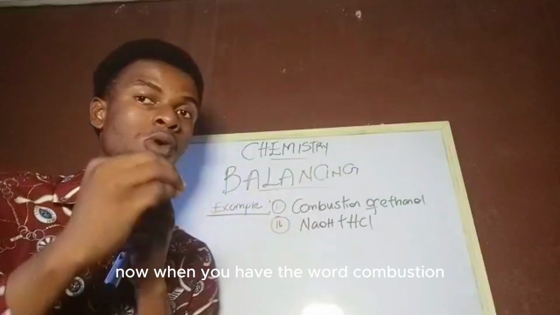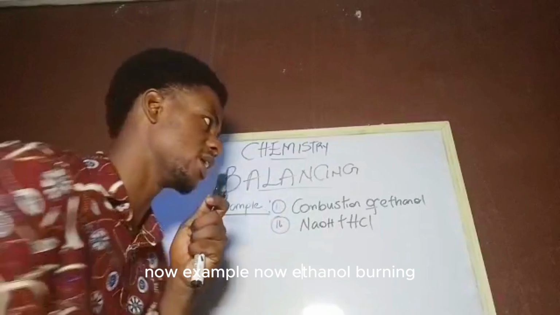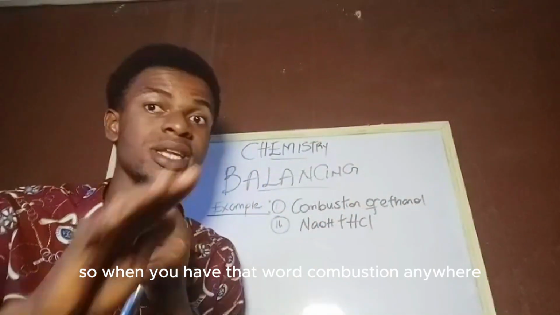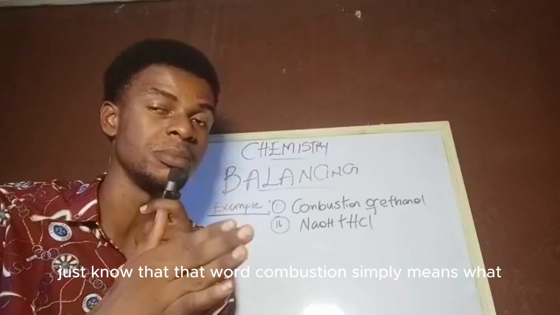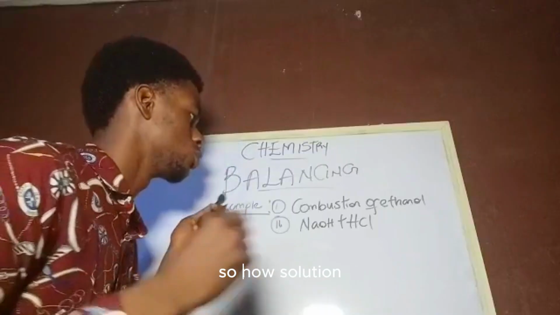When you have the word combustion, it simply means something burning. For example, ethanol burning. So when you have that word combustion anywhere, whether in school or in your textbook, just know that it simply means something burning, to set something burning. So now, solution.